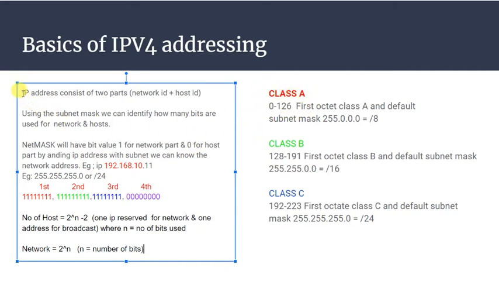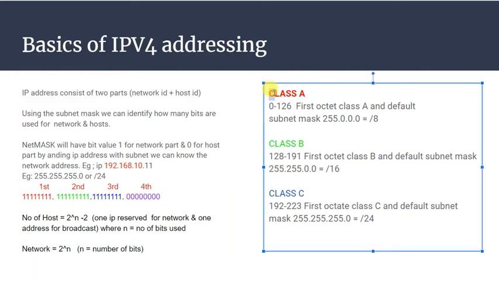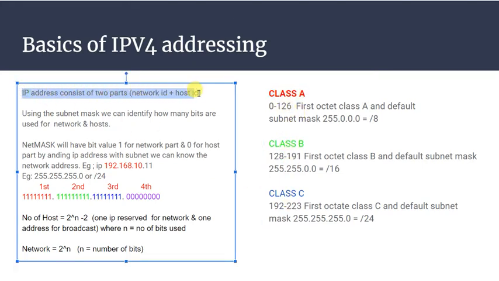We say that an IP address consists of two parts. One is network and the other is host, and using the subnet mask we can identify how many bits are used for network and host. In the subnet mask we have a bit value 1 for network and 0 for host. By ANDing the IP address with the subnet mask, we can know the network address.